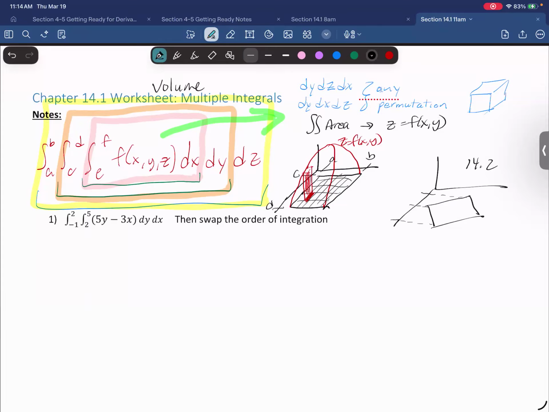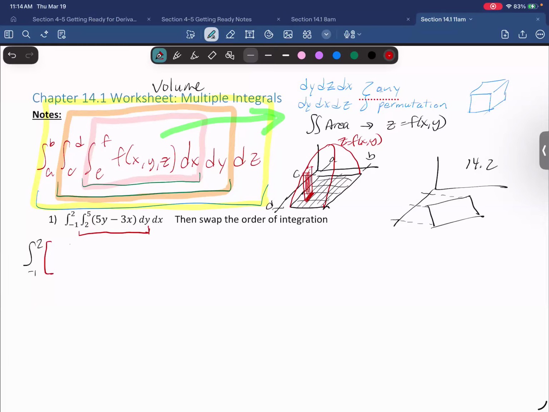When we want to swap orders, as we'll do in problem 1, you'll see that we just change the order of integration. Let's grind through this one right here. We start off doing that. Don't ignore the outer integrals. Make sure they stay there.